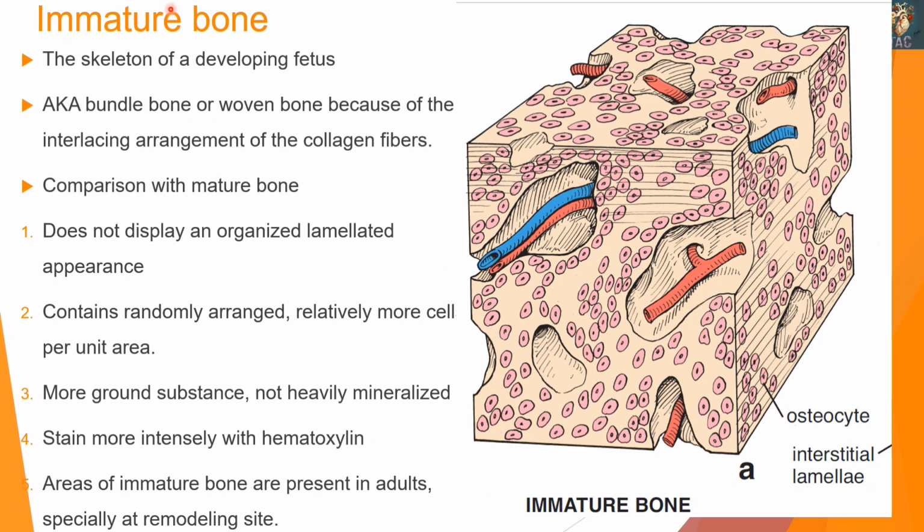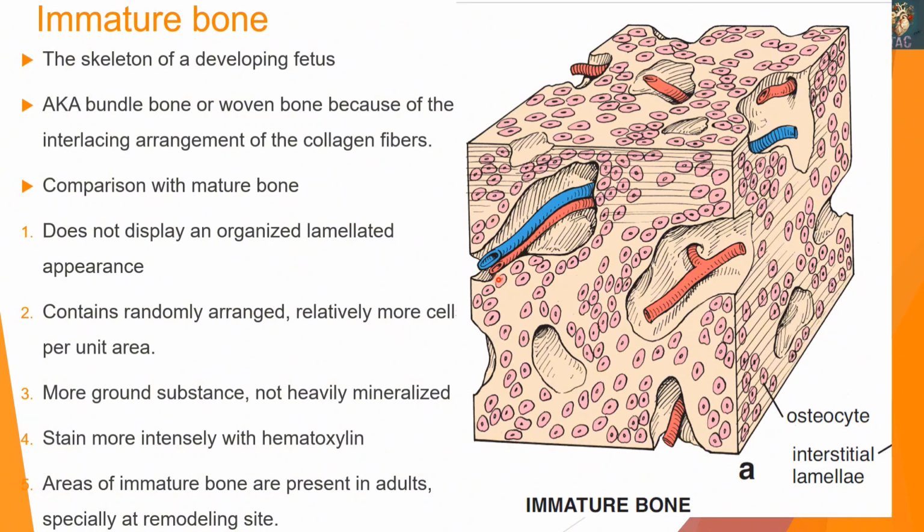So next we move on to the immature bone. So far we were studying the mature bone. The immature bone forms the skeleton of the developing fetus. It is also called the bundle bone or the woven bone, because of the interlacing arrangement of the collagen fibers.